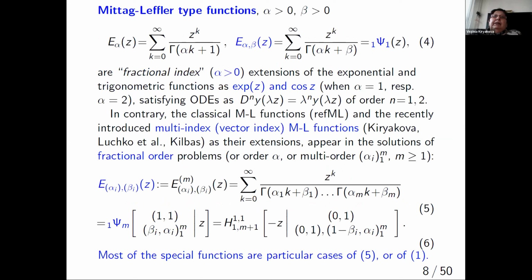A few words about the Mittag-Leffler type functions, with 1 and 2 parameters. These are fractional index analogs of the exponential, trigonometric, and other elementary functions, but they are solutions not only of integer order equations, but of differential equations and models of fractional order, or even of fractional multi-order, if we consider the introduced multi-index Mittag-Leffler functions in formula 5, you see. Instead of one gamma function in the denominator, we have several gamma functions with different parameters, with a set of parameters, also called vector index Mittag-Leffler functions. And we show that most of the special functions, especially in fractional calculus and in classical mathematical physics, are particular cases of these functions, or at least of the Wright generalized hypergeometric functions. Next.